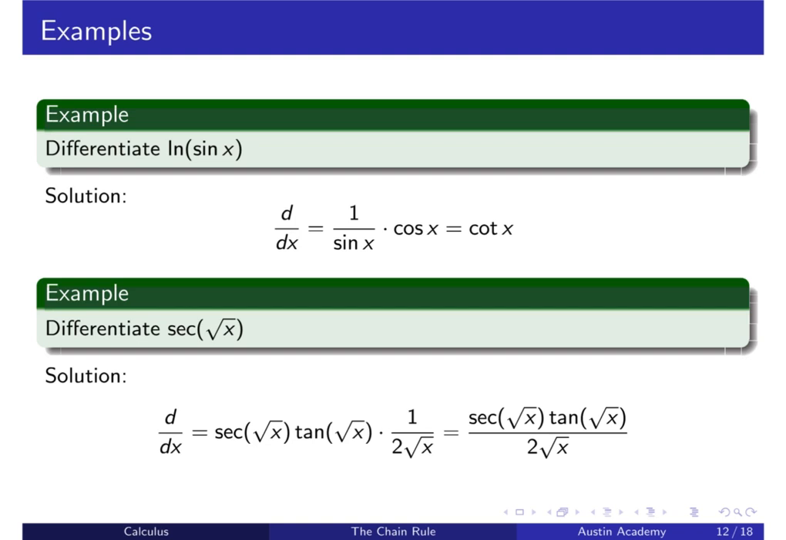Example 8. Differentiate, secant of square root of x. Derivative is secant of square root x times tangent of square root x times 1 over 2 square root x. Final answer, secant square root x times tangent square root x divided by 2 square root x.